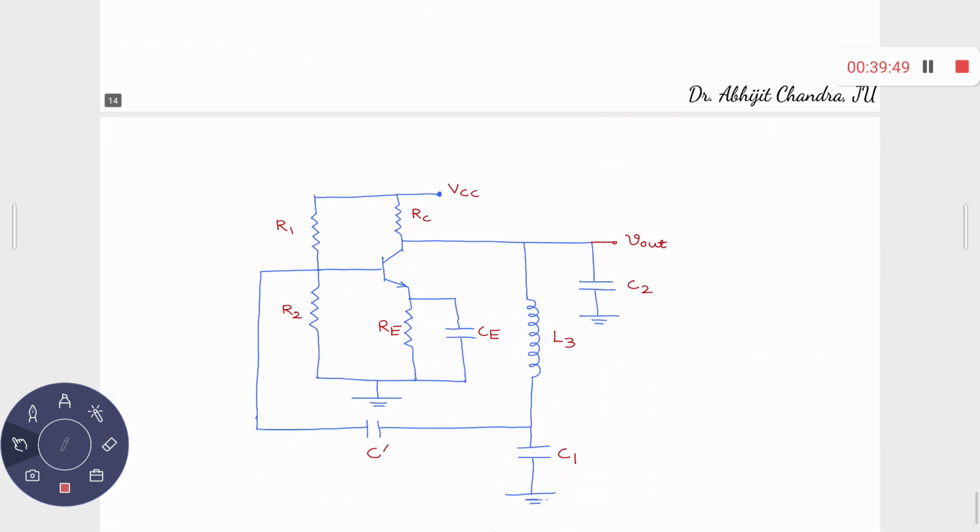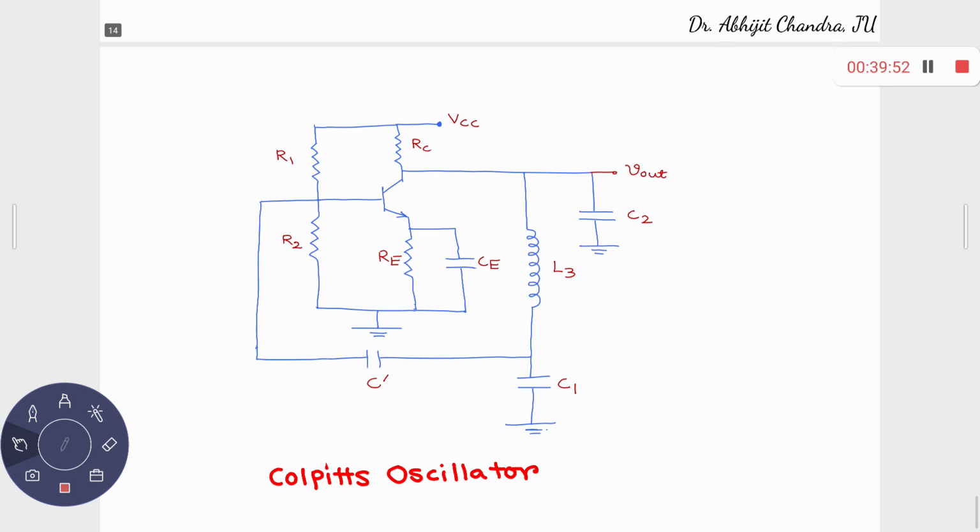Let's see this one. Colpitts oscillator. These are two capacitors, one inductor. You require C1 and C2 in the form of capacitors and L3 in the form of an inductor. Additionally, you have connected a C dash over there. What is the need? Remember that C dash doesn't take part in the oscillation operation.